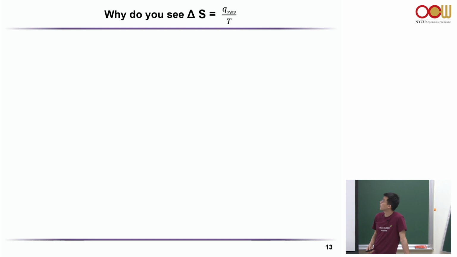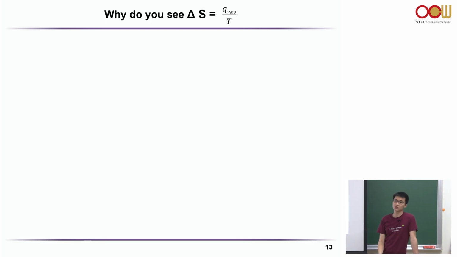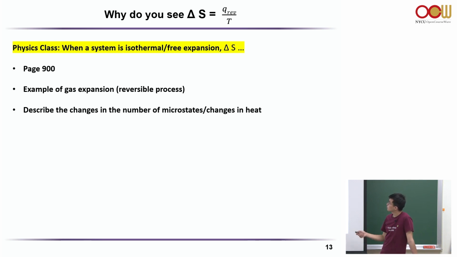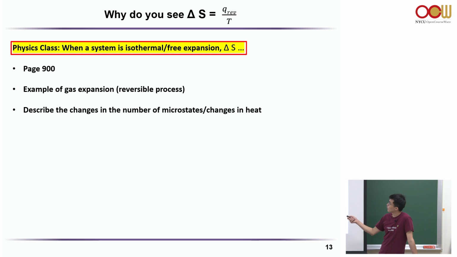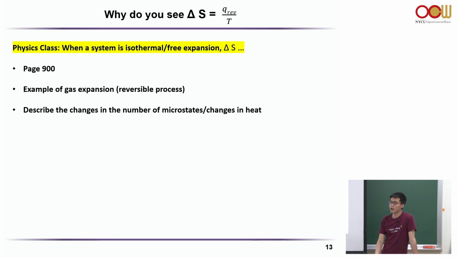Okay, so one way is we say in a reversible process, you can use this to describe the amount of heat involved over a temperature range, which can describe this change of entropy. Someone mentioned, okay, so when a system is isothermal or free expansion, why do I see delta S over and over? Now I want you guys to turn to page 900.